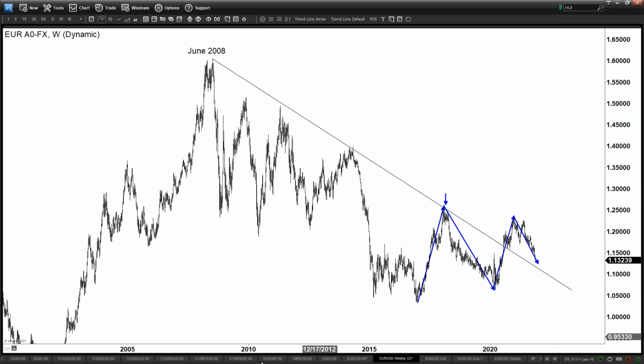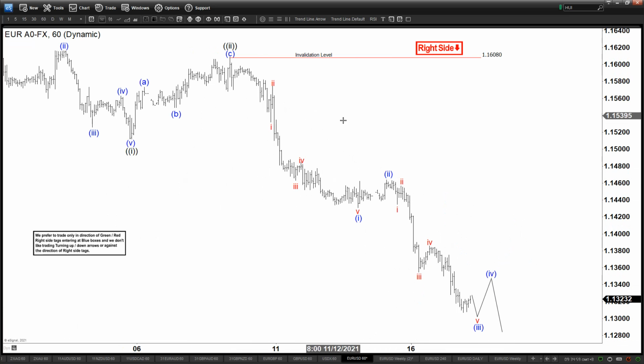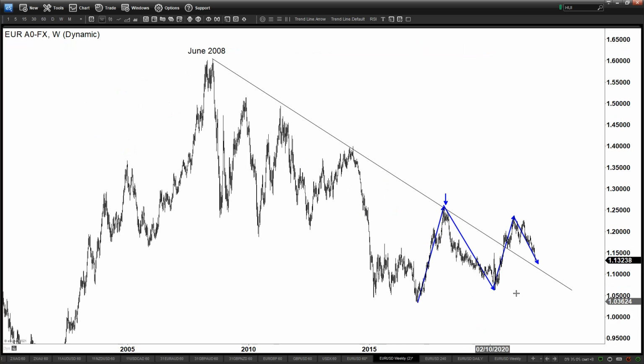Okay, so back to the shorter cycle, yes, we should be looking for the downside without question. We could see a little bit more downside, but I expect a target around 111, 112 should provide us with a nice base. So I'm expecting at least some sort of reaction, if not an outright reversal, when we hit that area over here. Okay, so that's the update here on the euro dollar.